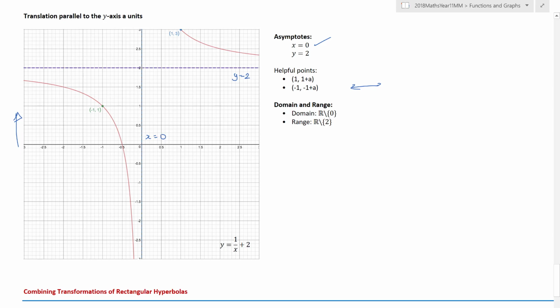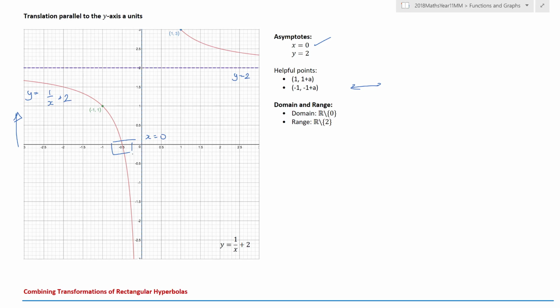Label my function as, where can we put that? I don't have a lot of room. y equals 1 over x plus 2. And what do we now notice? We now notice this actually crosses through my x-axis. And so in that situation, you would be expected to write down that solution.